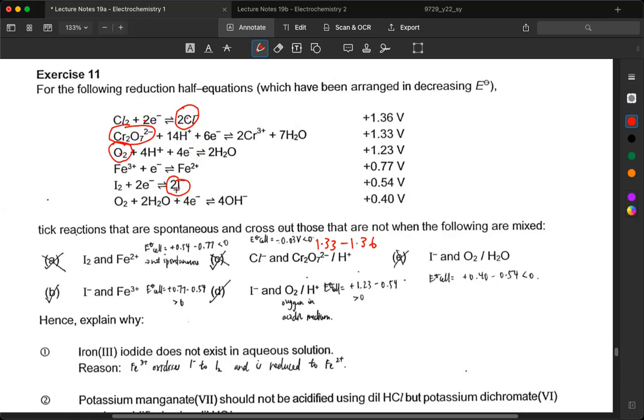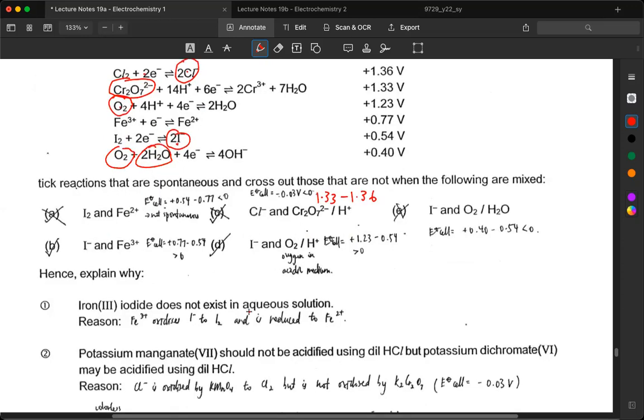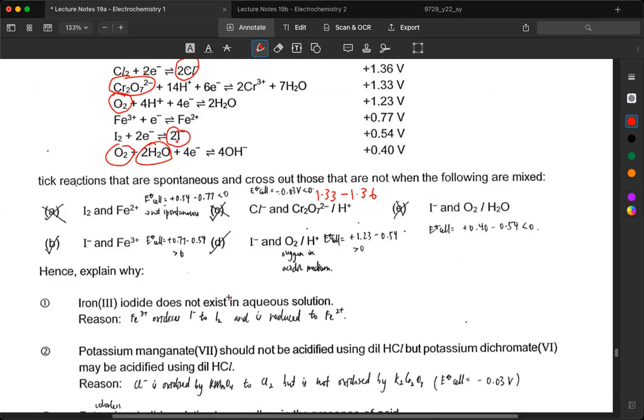Last one, I minus here and H2O. H2O is the one that is reduced. So it will be here, this way. O2 and H2O this way, these two. So reduce 0.4 minus 0.54. So it will be negative, not spontaneous.